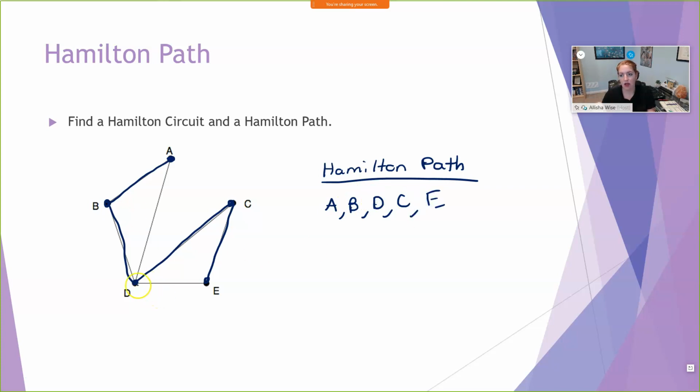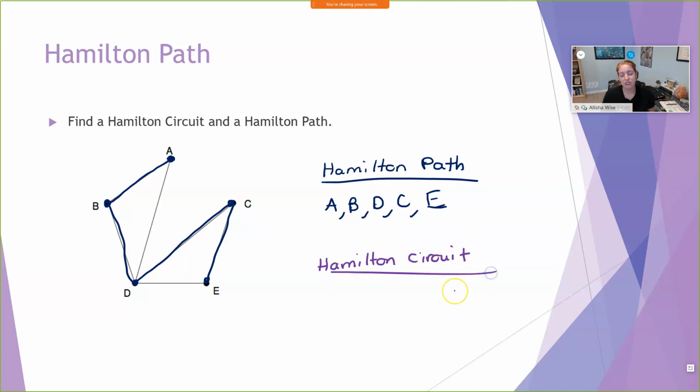Could have also gone D, E, C. That would have been fine as well. Both great options. You're not repeating any vertex. Cool. Now, Mark actually jumped into the next thing we're going to talk about, which is great that you're seeing this right off the bat. I love that.